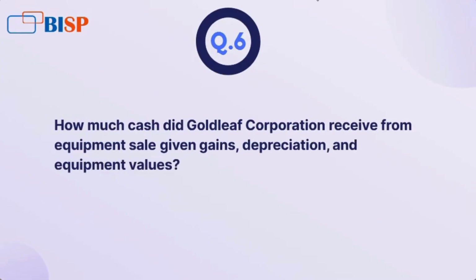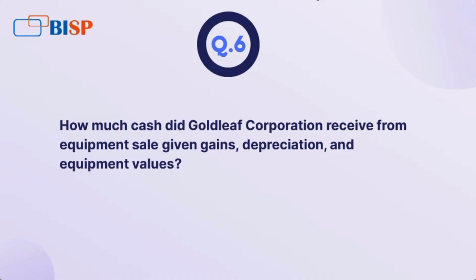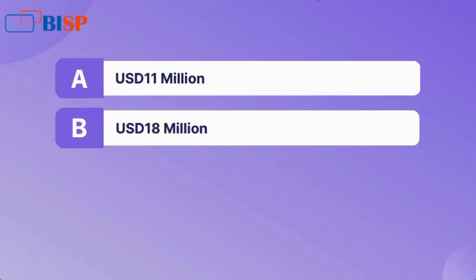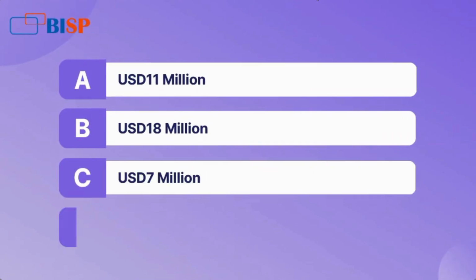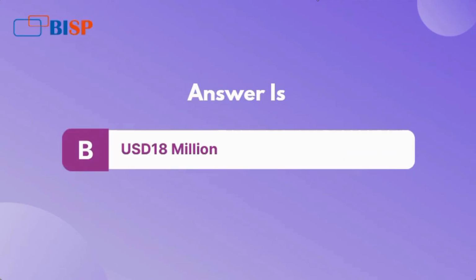How much cash did Goldleaf Corporation receive from equipment sale given gains, depreciation, and equipment values? A. 11 million US. B. 18 million US. C. 7 million US. D. None of the above. Answer is B. 18 million US dollars.